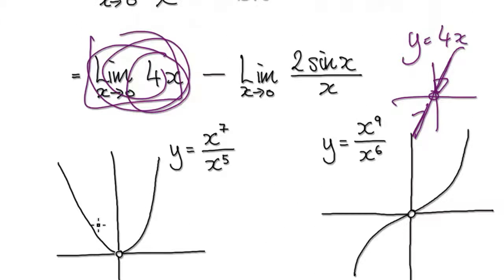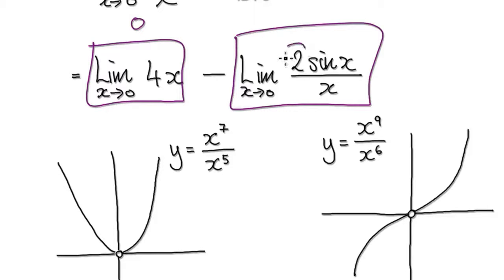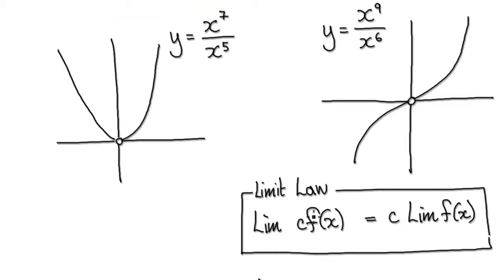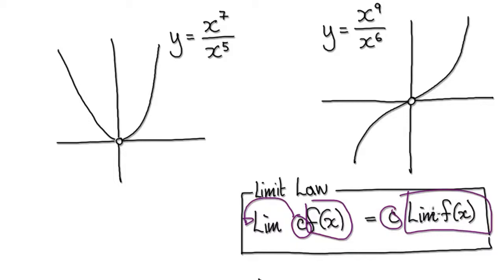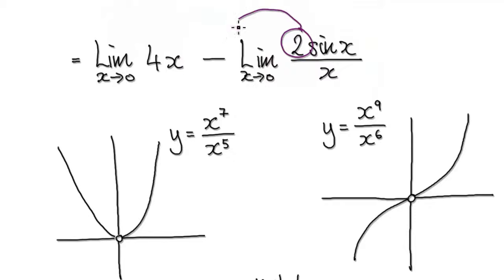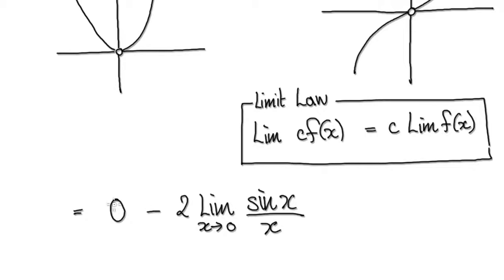So looking at this, we know this is going to be 0. Looking at this, this is a constant. There's a limit law that says that if you're trying to find the limit of a function with a constant in front of it, you can take the constant out and then find the limit of the function itself. And then whatever the limit is, you can times it by the constant. So here, you can take this 2 out.